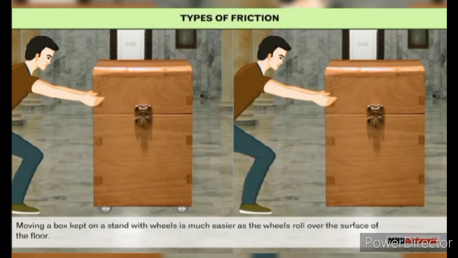Moving a box kept on a stand with wheels is much easier as the wheels roll over the surface of the floor. The friction produced between the rolling object and the surface is called rolling friction.